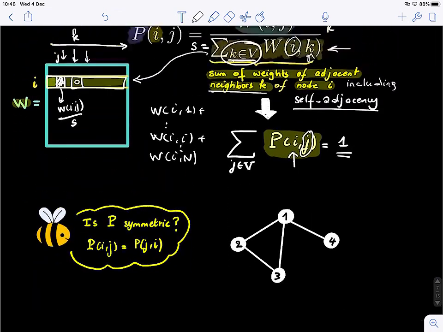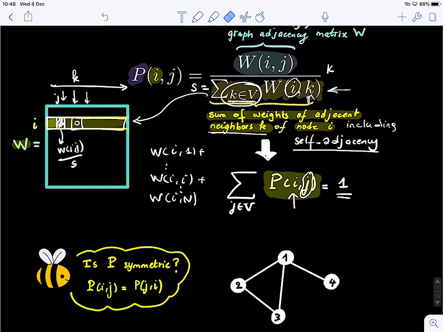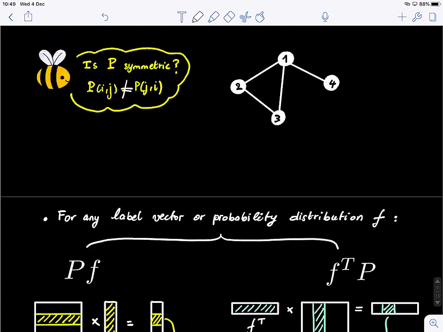So let me ask you a question. If we try to apply this formula, is it symmetric? Is P_ij equal to P_ji or no? What do you guys think? They're not symmetric. Yes, that's correct. So they are not symmetric, and we will see an example in a bit.